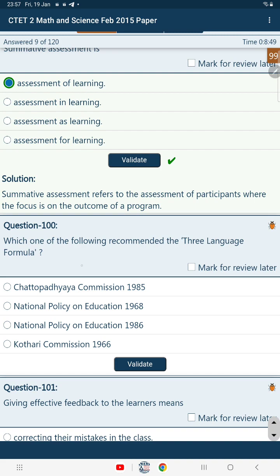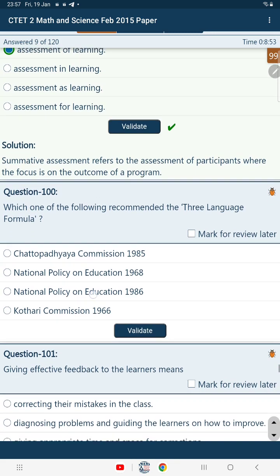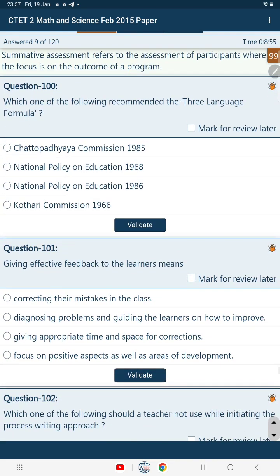Assessment of learning. Summative assessment refers to the assessment of participants where the focus is on the outcome of the program. Which of the following recommended the three language formula? Chattopadhyaya Commission.